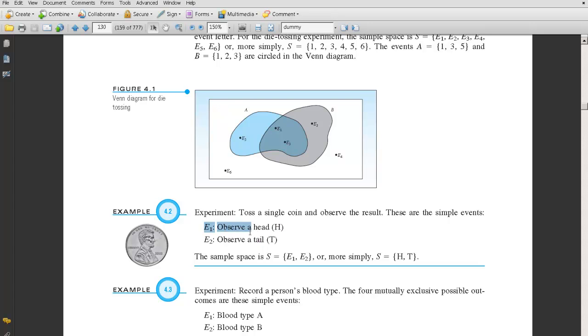So we call E1 observing a head, and E2 observing a tail. The simple event E1 means that you observed a head, and the simple event E2 means that you observed a tail. The next thing they ask is, what's the sample space for this experiment? It means, what's the set of all the simple events? And that's E1 and E2. So that's the sample space. Or more simply, the sample space is heads and tails. Okay, so that's an example of a sample space.